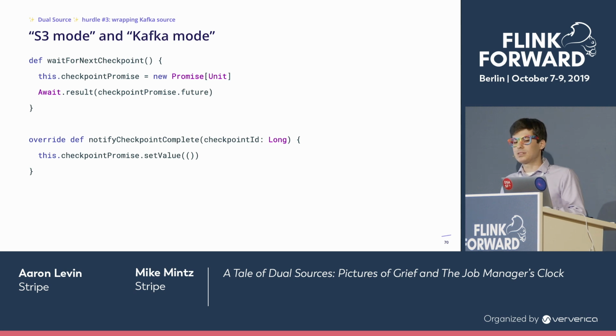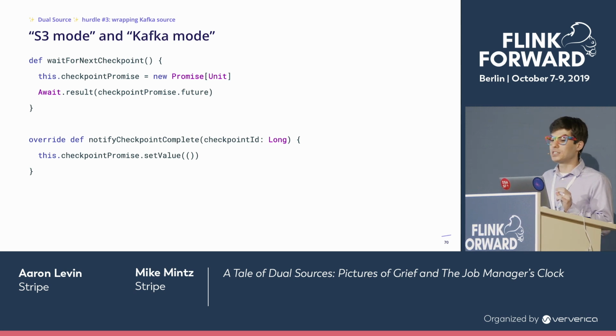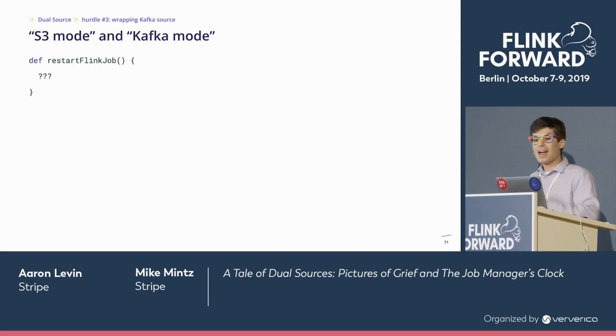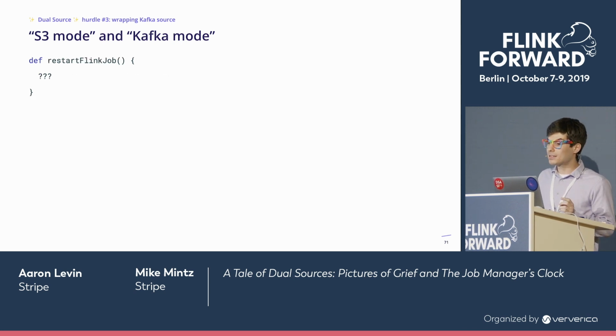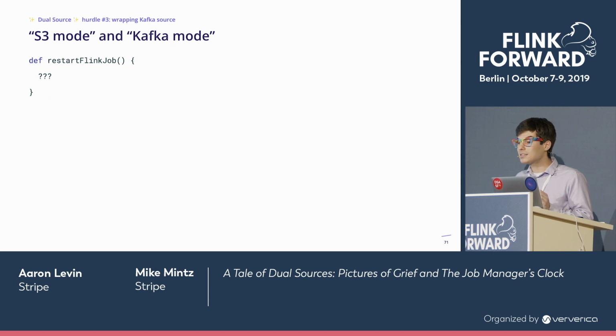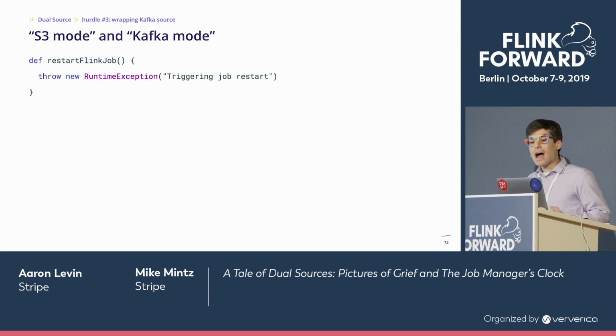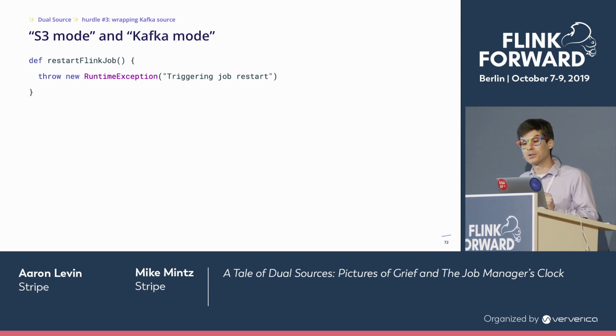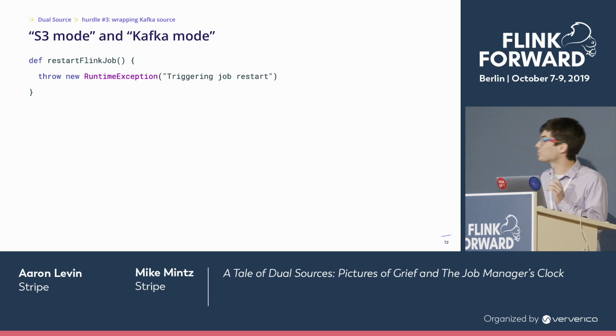Waiting for the next checkpoint is pretty simple, because Flink provides a checkpoint callback, so we just use a Scala promise to block until that checkpoint callback is called back. Now, restarting the Flink job programmatically, how do you do that? Flink doesn't actually offer an API to programmatically restart a job. However, Flink's default failure handling strategy involves restarting a job whenever it throws an exception, so we can just throw an exception.